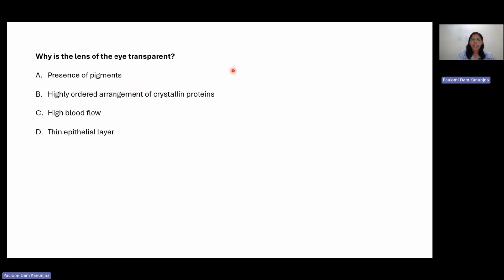Okay? Right. Now, I told you the lens of the eye is transparent. Why is the lens of an eye transparent? Is it because of the presence of pigments? Is it because they have a highly ordered arrangement of crystalline proteins? Do they have high blood flow, or do they have thin epithelial layers?